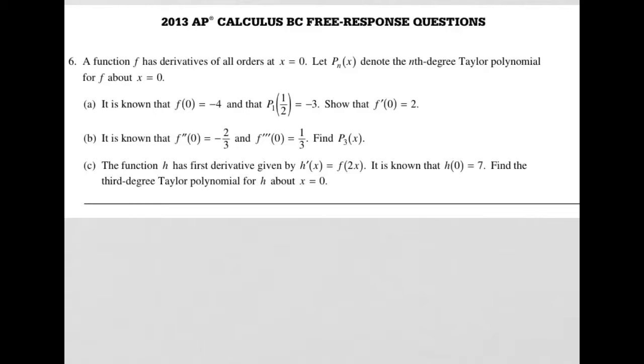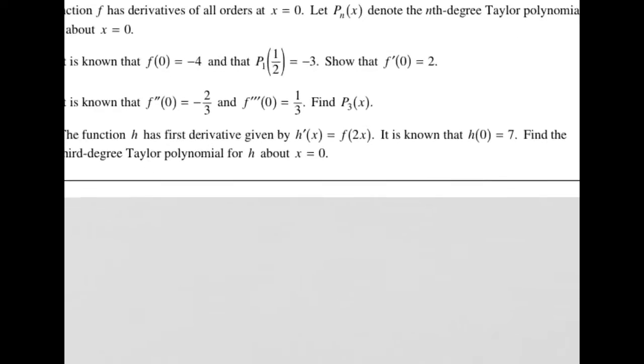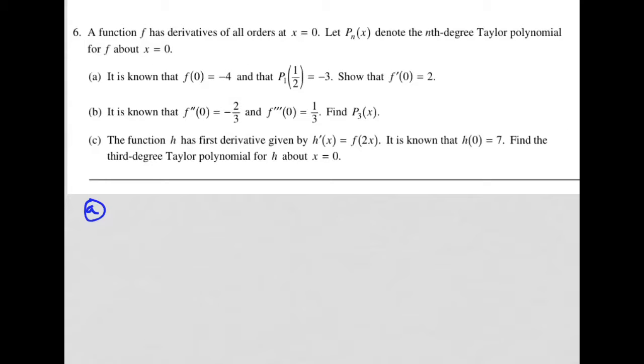This one, part A looks harder than it actually is, but it's not so bad. So if we take a look at A, we have a function f that has derivatives of all orders at x equals 0. Let P_n(x) denote the nth degree Taylor polynomial about 0, so it's a Maclaurin series, centered at 0. It is known that f(0) is equal to -4, and that the first degree Taylor polynomial is equal to -3 when you plug in 1/2. Show that f prime of 0 equals 2.